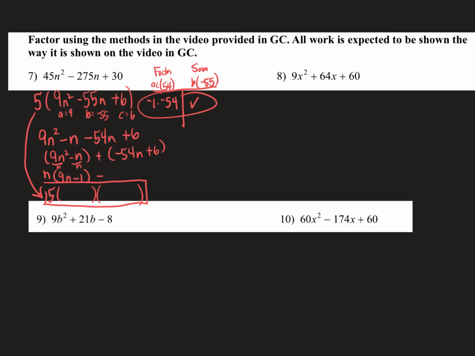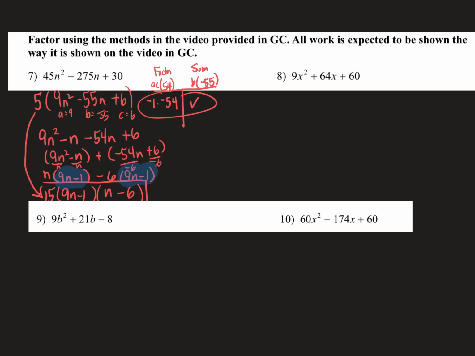plus the second group has 6 in common. Oh, and I want to undo that. And the first term is negative, so I'm going to take out a negative greatest common factor. So negative 6, divide them both by negative 6. That will be 9n minus 1. And then that did work because these two are the same. That's what I'll put in the first group, 9n minus 1. And then n minus 6 goes in the second group. So that is 45n squared minus 275n plus 30 factored.